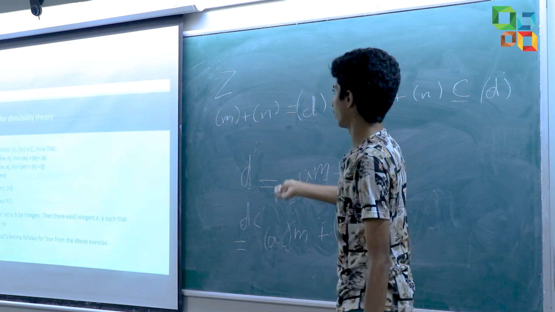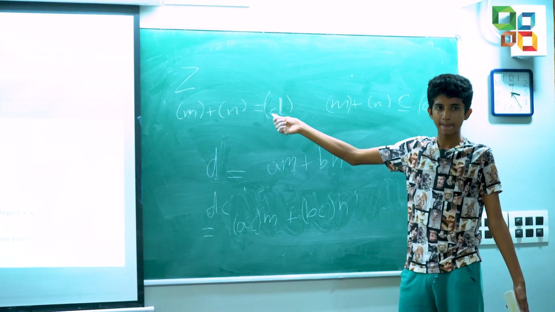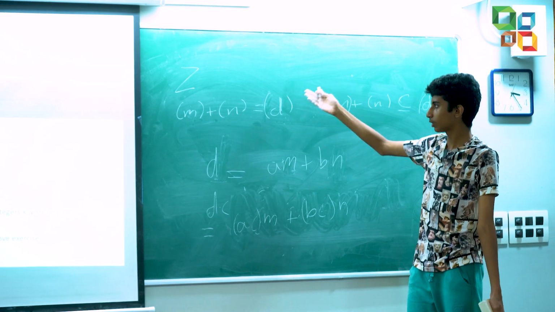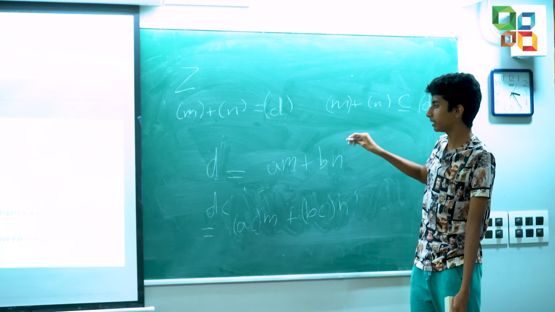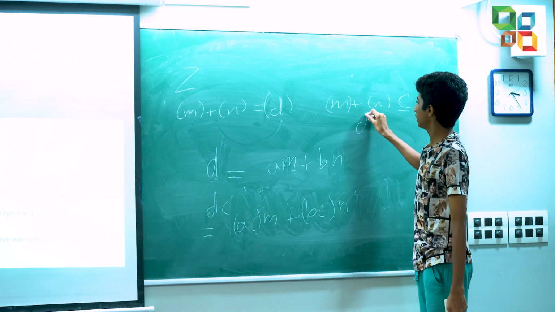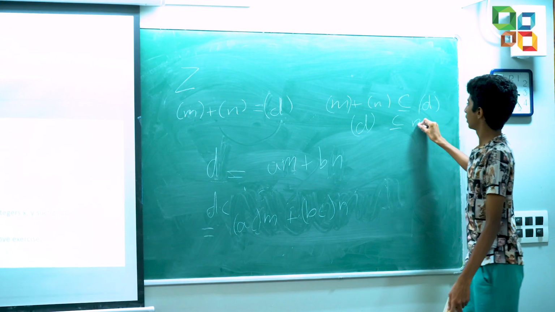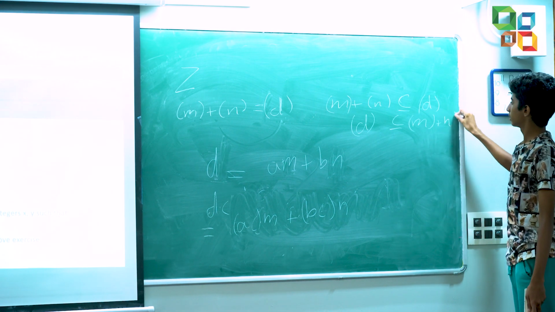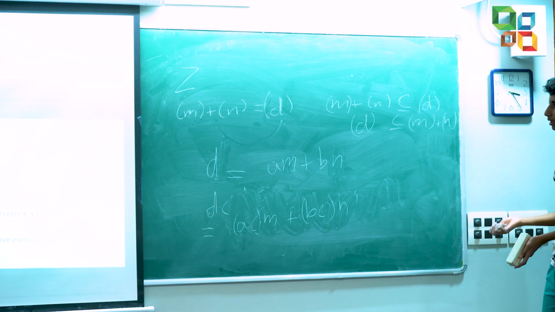Isn't this just a multiple of m plus n? That's all it is. So we showed now that anything that belongs to D is also contained in M plus N. So D is a subset of M plus N. Therefore they are equal. Okay, that's all it is.